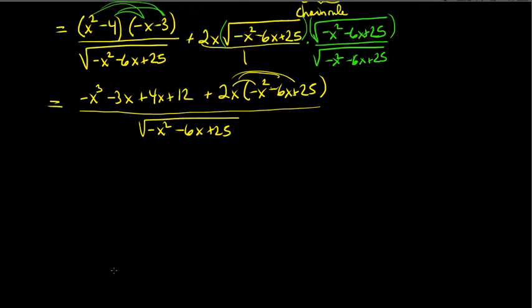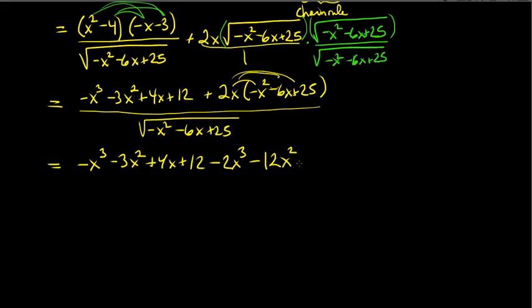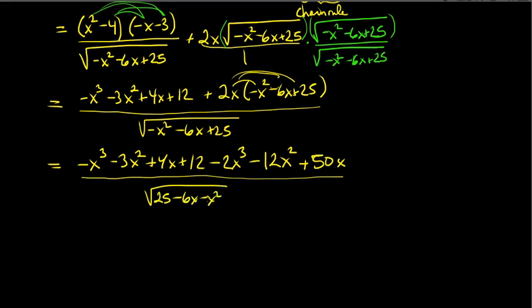So I need a little more space. I forgot the square. Negative 3x squared plus 4x plus 12. And then minus 2x cubed minus 12x squared. And then plus 50x, all divided by the same square root. I think I'm going to go back to 25 minus 6x minus x squared. Same thing, just change the order. And that's an x, not a y.